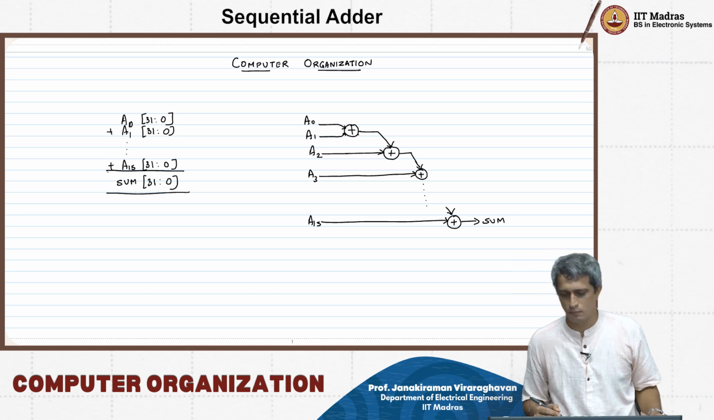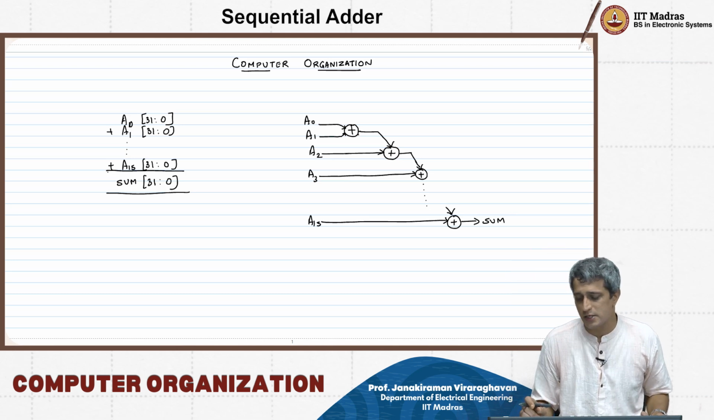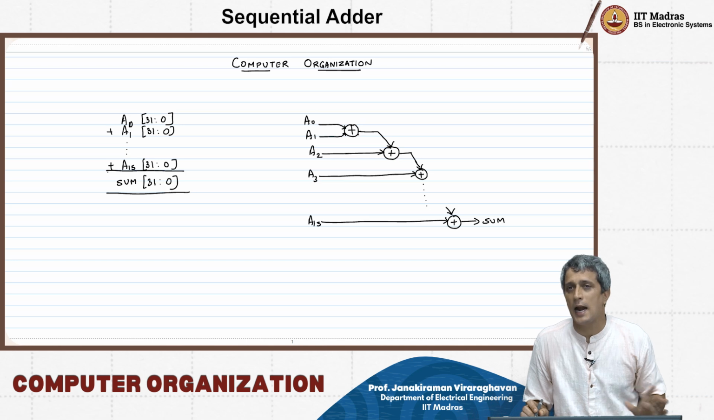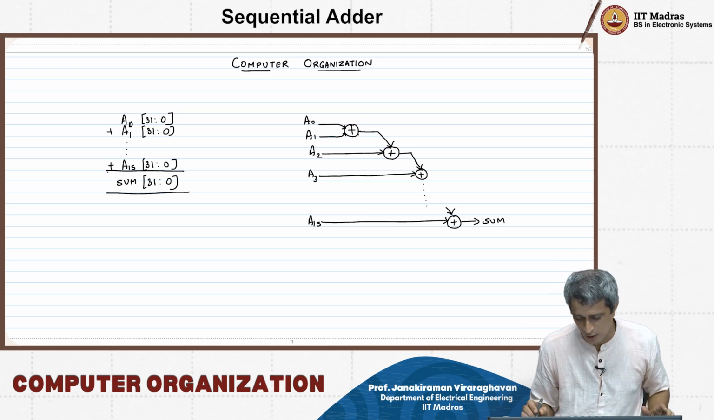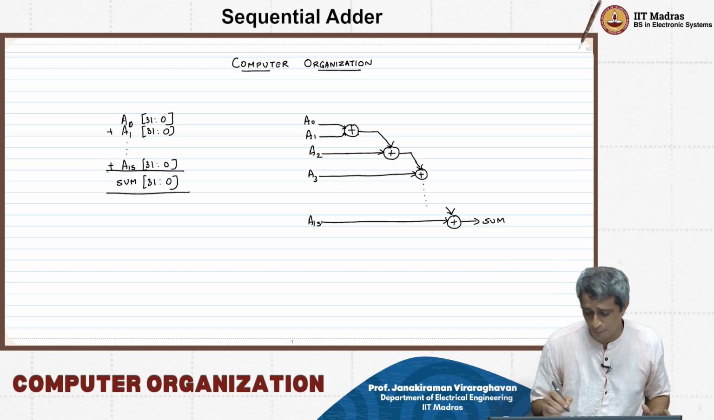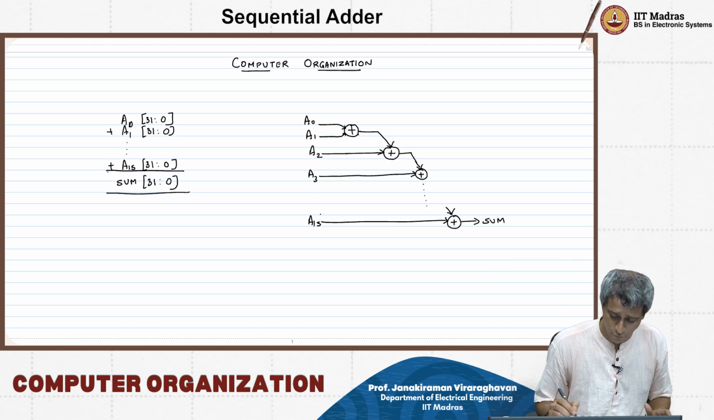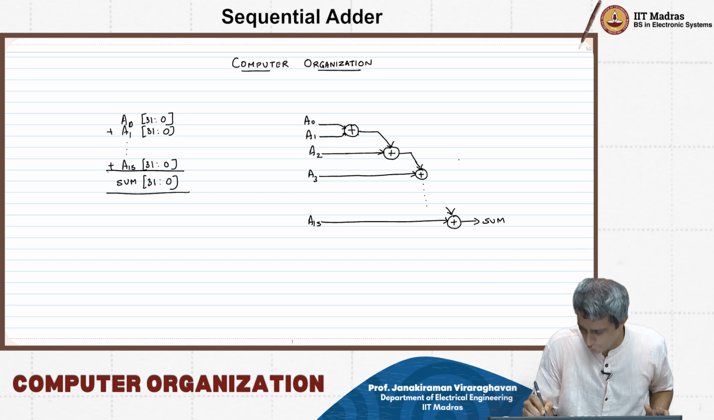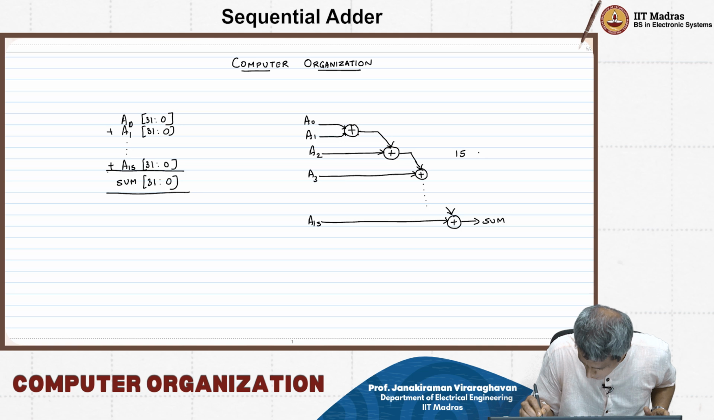So how many adders do you need? For A0 and A1 you need one, and then you need one adder for every number after that. So therefore you have 15 adders. 15 32-bit adders, not full adders, 32-bit adders.